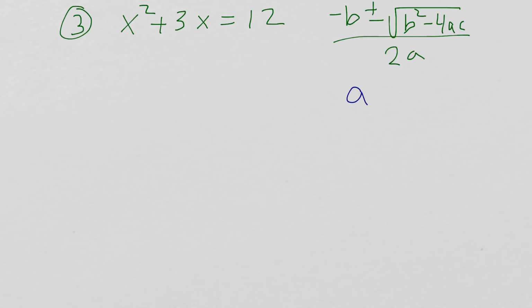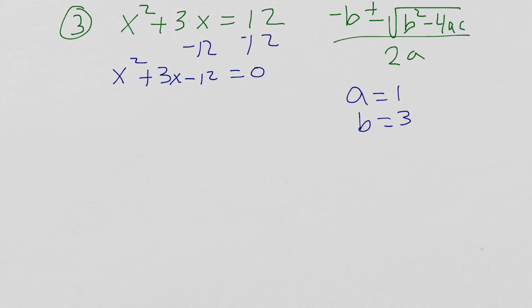We're going to go ahead and do A equals 1, B equals 3, but now we have a problem. We don't know what c is. So we're going to need to zero pair out the 12. So we're going to have x squared plus 3x minus 12 is equal to 0. Now we can go ahead and continue using our formula x equals. C is going to be negative 12.